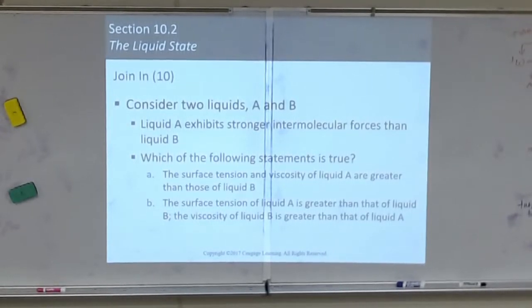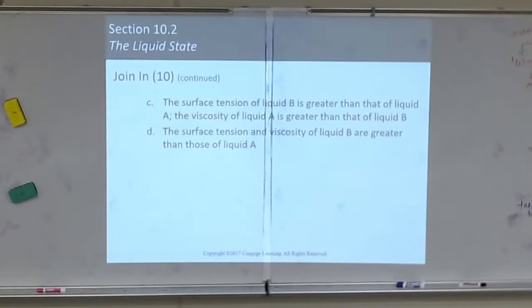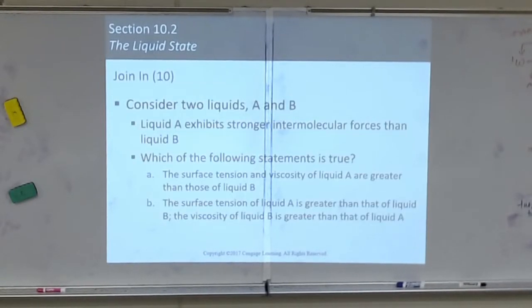Is the surface tension and viscosity of A greater than B? Mm-hmm. Is the surface tension of A greater than B and the viscosity of B greater than A? No. Okay, let's take a look at this one. Is the surface tension of B greater than A and the viscosity of A greater than B? How about the last one? The surface tension and viscosity of B greater than A? No. Okay. So we all agree that it's A, right?